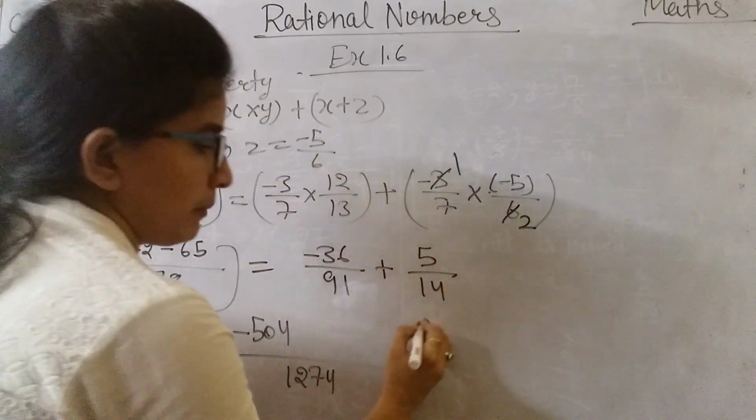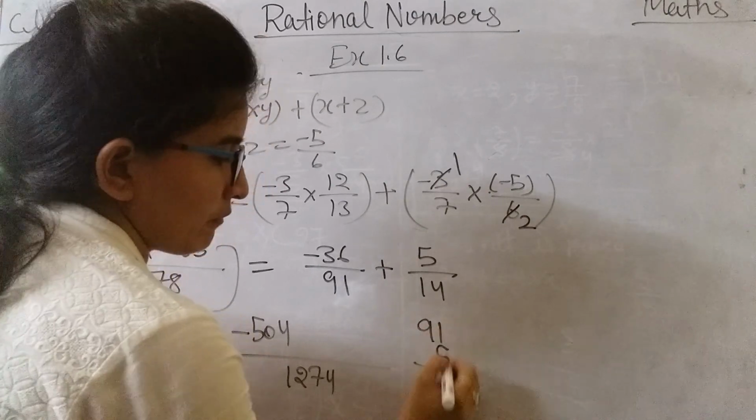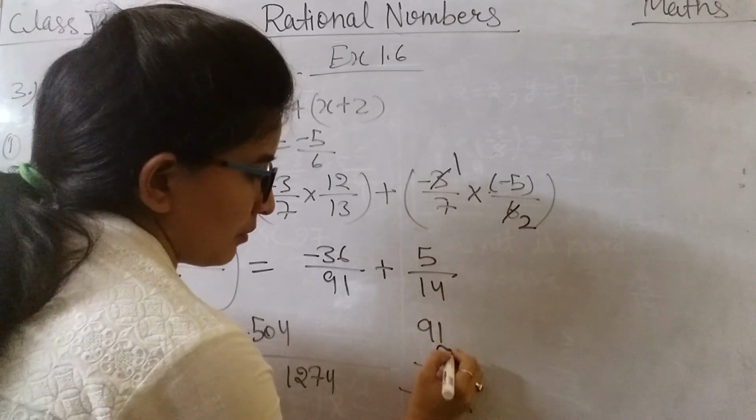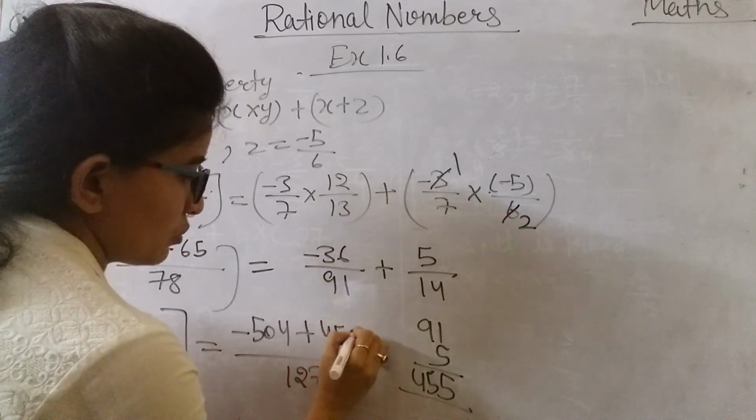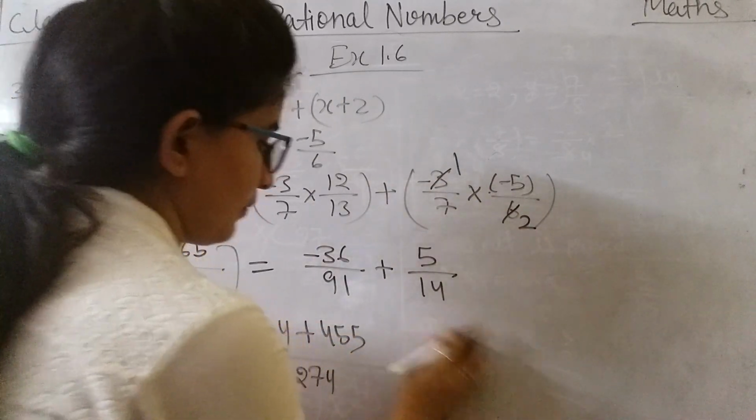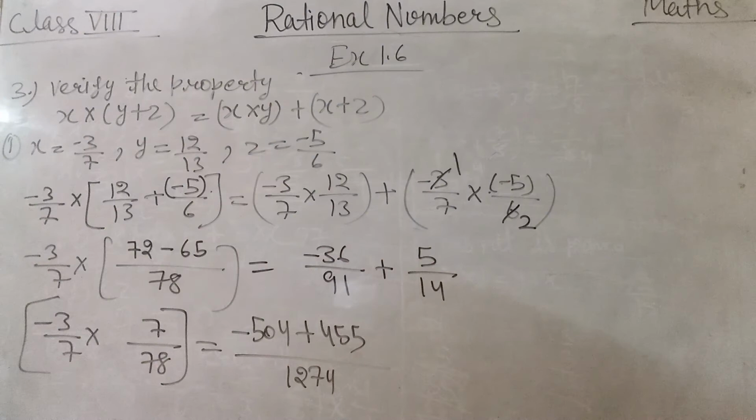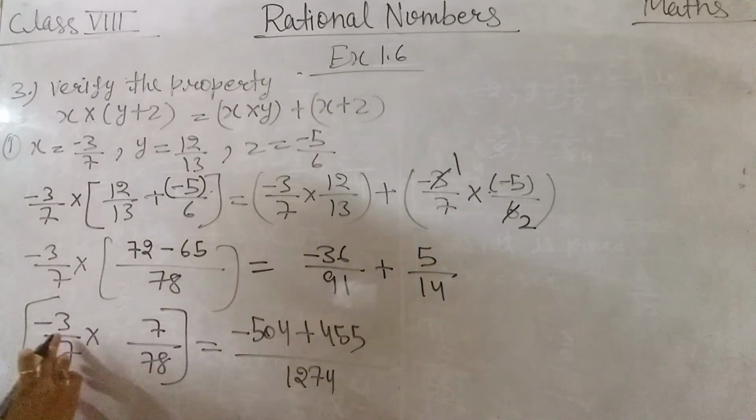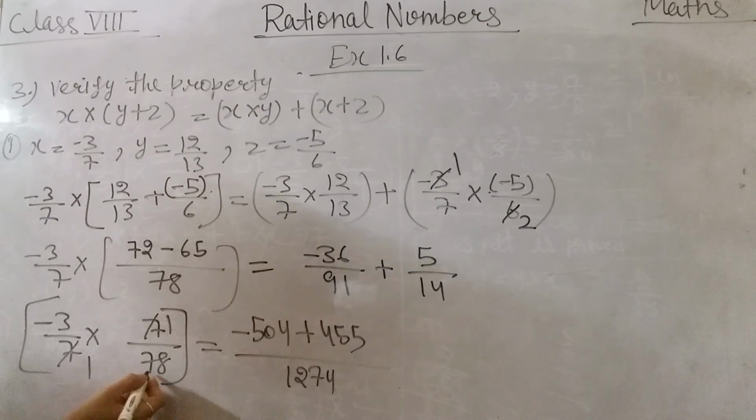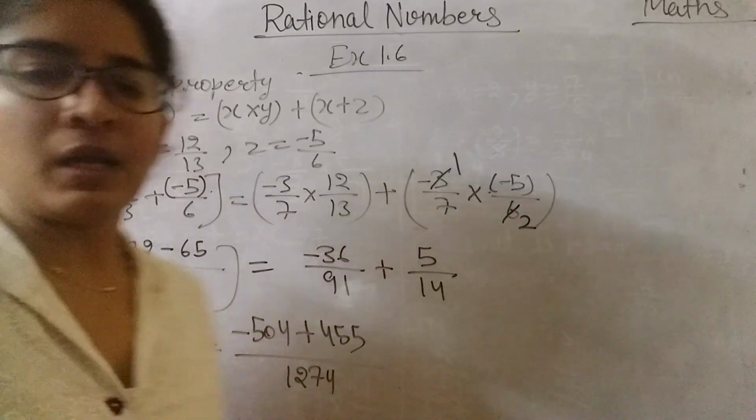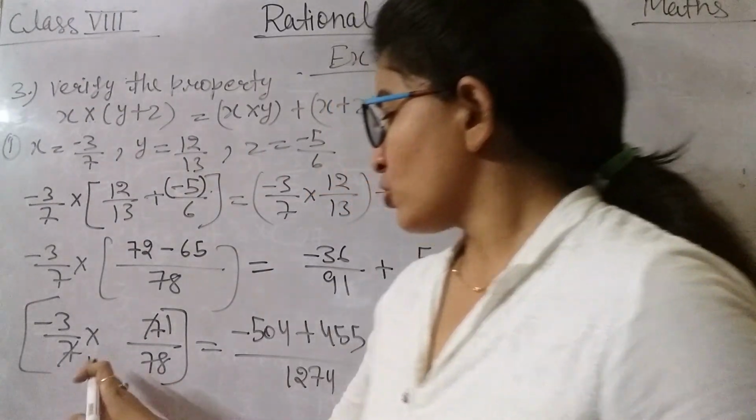So 91 will be multiplying with 5. We have 5 ones are 5, 5 nines are 45. So we have 455. Now here we can see that 7 ones are 7, 7 ones are 7, and it would be 7 and 8 is 15. So they are divisible by 3. So we can cut it here.